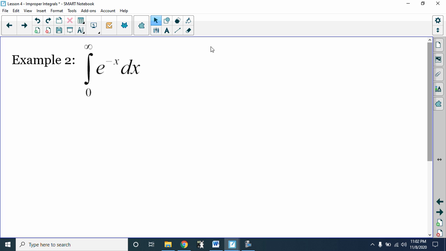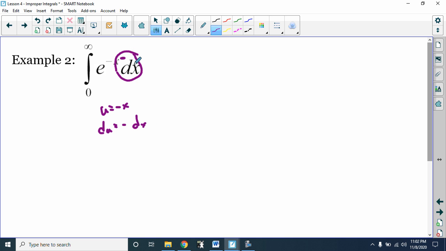Example 2, the integral from 0 to infinity of e to the negative x dx. I'm going to use substitution here. So we need negative dx, there's du. You can change your bounds if you'd like. I'm just going to change everything back to x's after I integrate. Might be easier in this case.